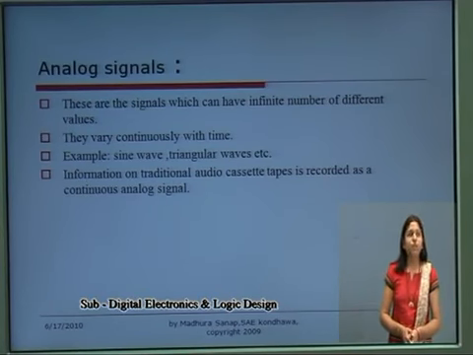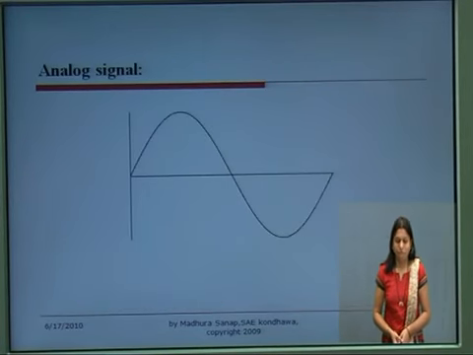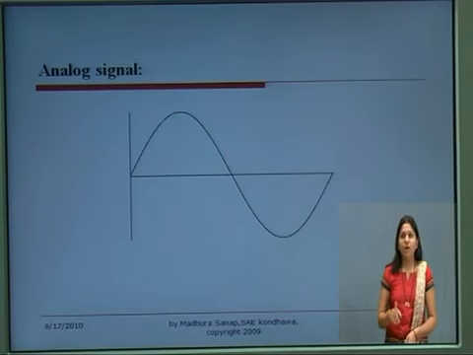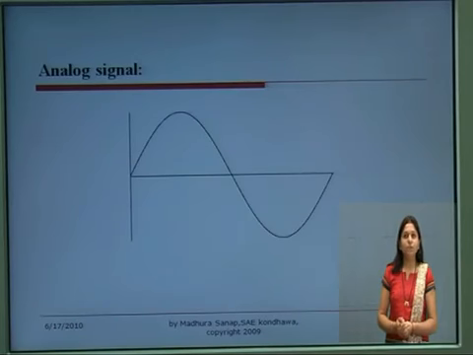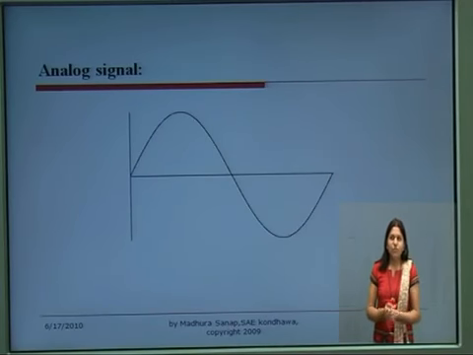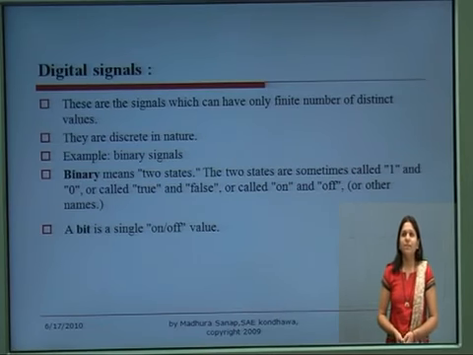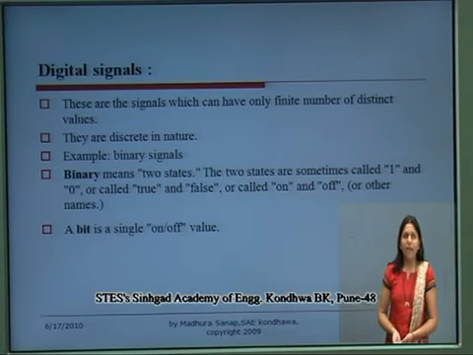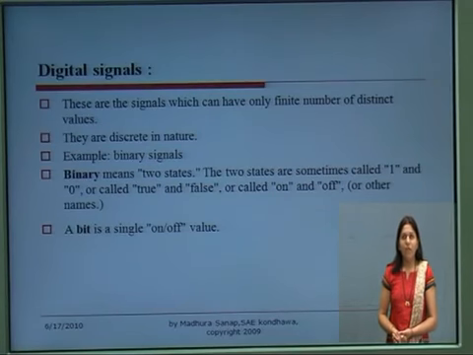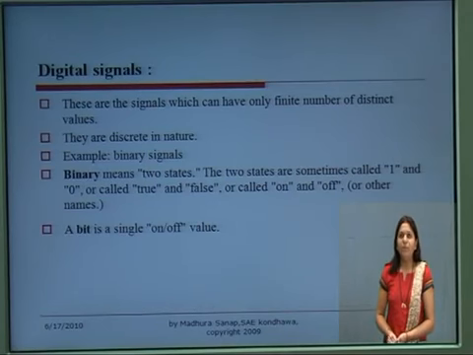Information on traditional audio cassette tapes is recorded in a continuous analog form. For example, here we have given one waveform. This is a type of analog signal because it is related to time, and this is your sine wave. Next is digital signals. What are those? These are signals having a finite number of distinct values. It means whatever data we have is either in the form of zeros and ones. They are discrete in nature, meaning this is not related to the time constraint.